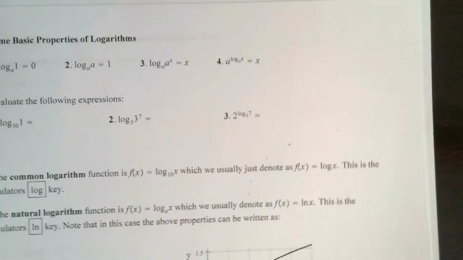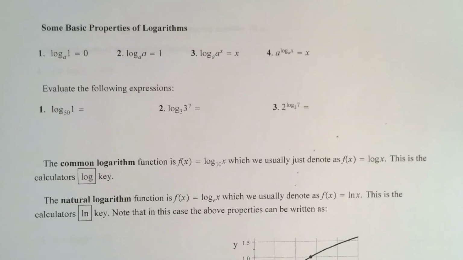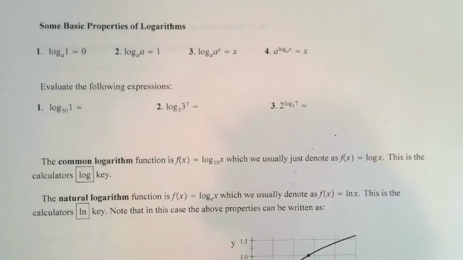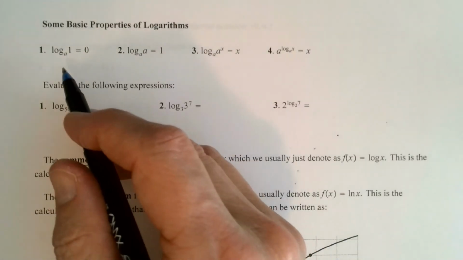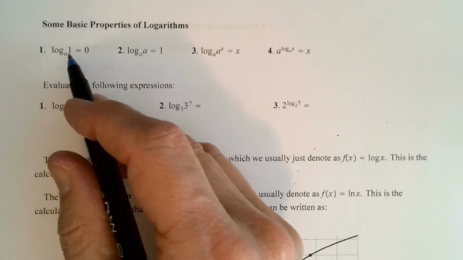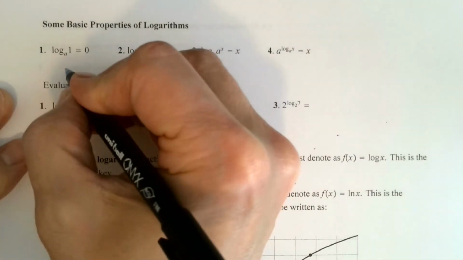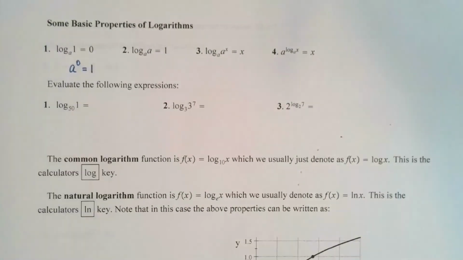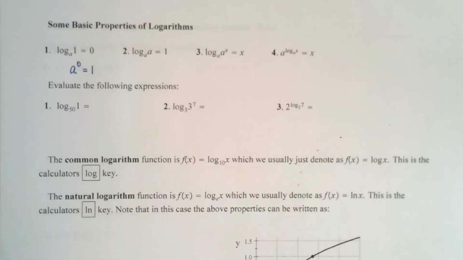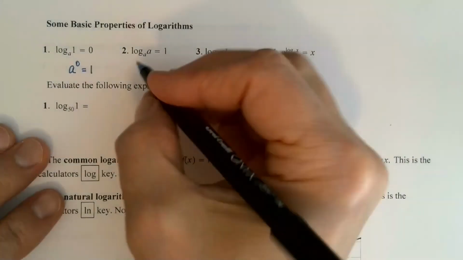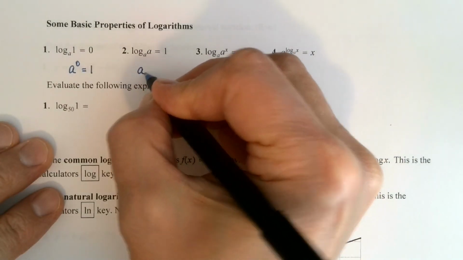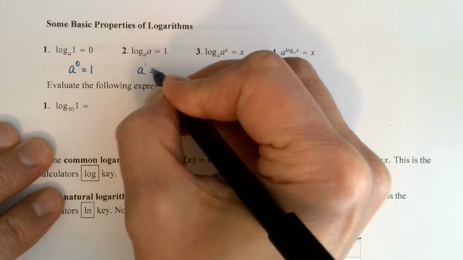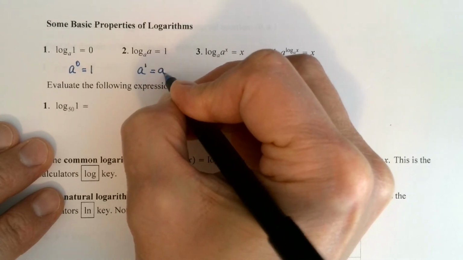Let's look at some basic properties of the logarithm. So, for any base, log base a of 1 is always 0. Why? Because a to the 0 power is always 1. There's the corresponding exponential expression. Log base a of a is 1. Why? Because the power of a needed to get a is 1. A to the first power is a.